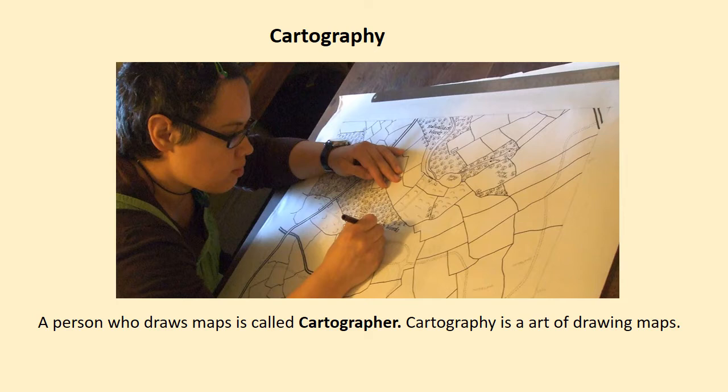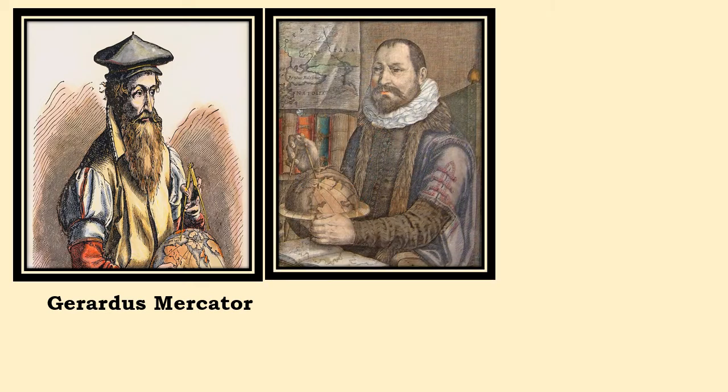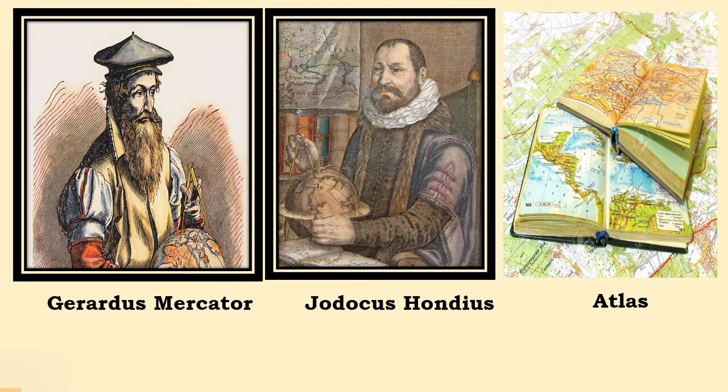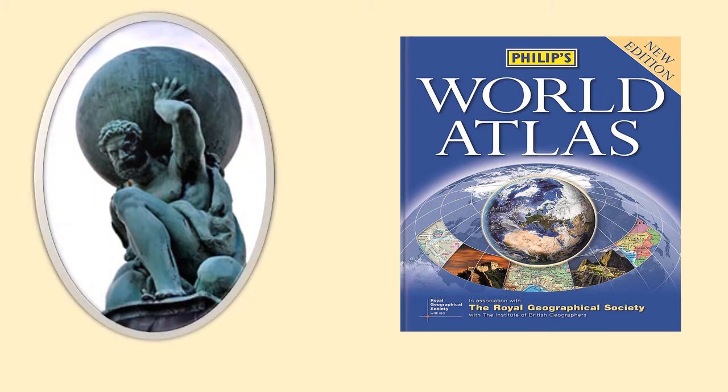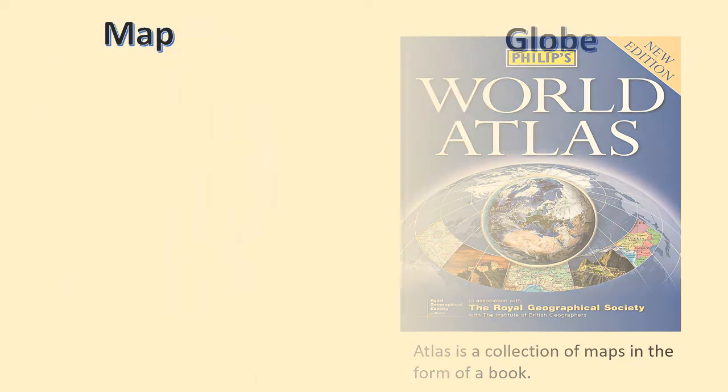The question comes, who draws all these maps? A person who draws a map is called a cartographer, and the art of drawing maps is cartography. One of the famous geographers and cartographers of the 17th century, Gerardus Mercator, and his Dutch cartographer friend Jodocus Hondius were the first to publish a collection of maps in the form of a book called Atlas. Atlas is a Greek mythological Titan god holding the earth on his shoulder. Hence, it got the name Atlas.